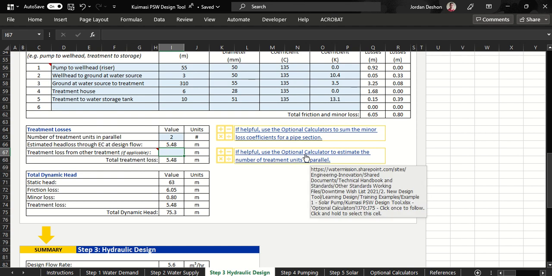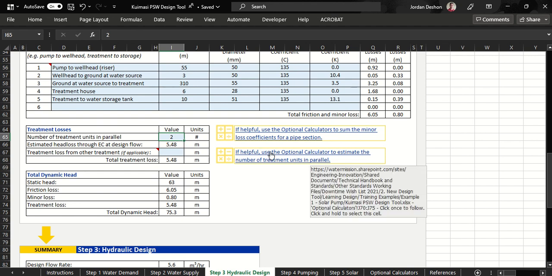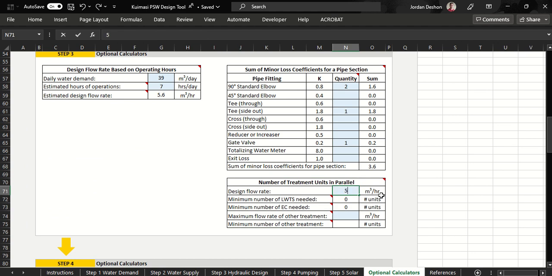Also, you can use the optional calculators tab to estimate the number of treatment units in parallel. So how did I know to use 2 erosion chlorinators? Let's click on that optional calculators to see how. We first entered the design flow rate, which is 5.6 meters cubed per hour, and then it automatically recommends to us the number of units of the LWTS or the erosion chlorinator needed. You can do the same based on the maximum flow rate of the other treatment if you're using a different type of water treatment equipment that's not common to Water Mission.